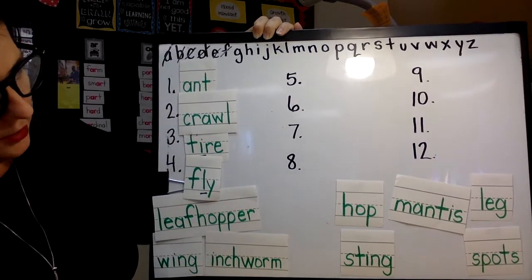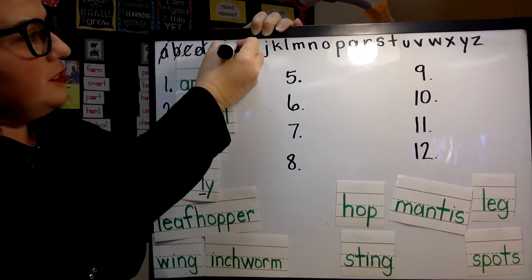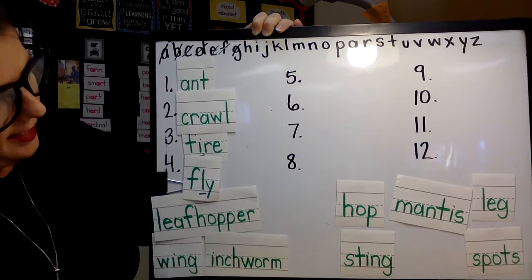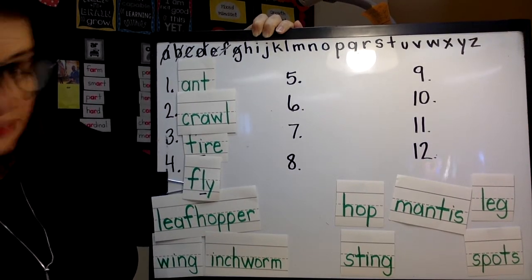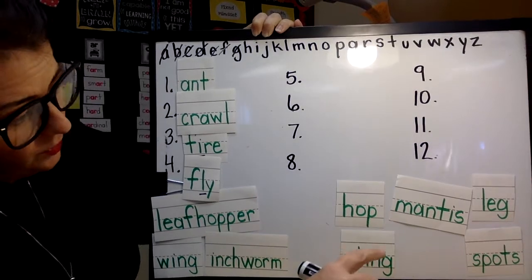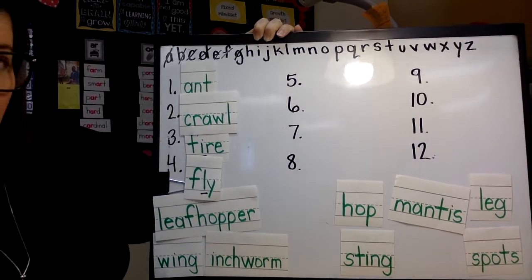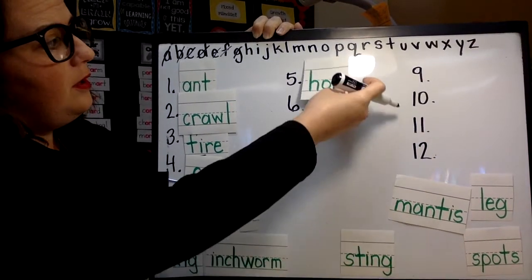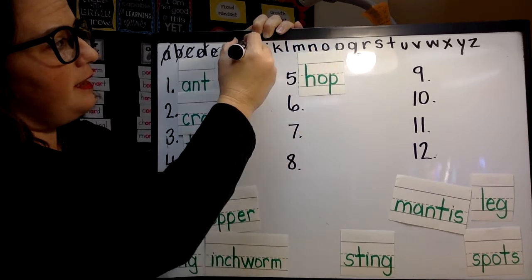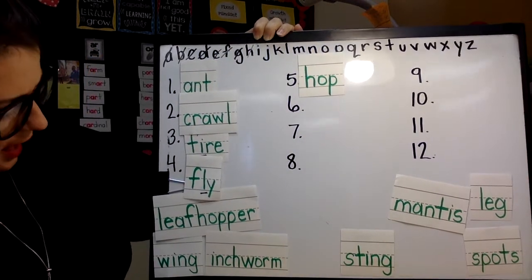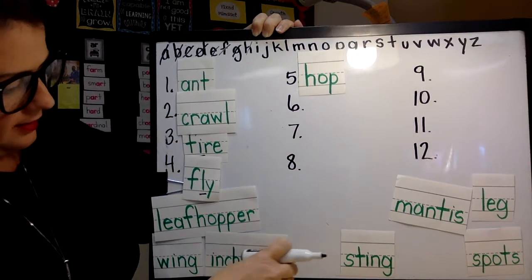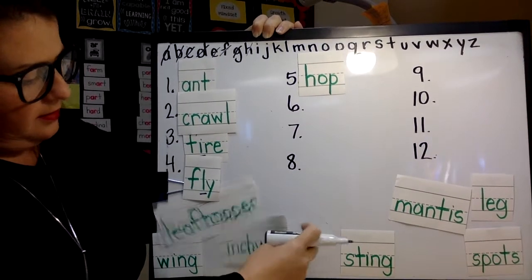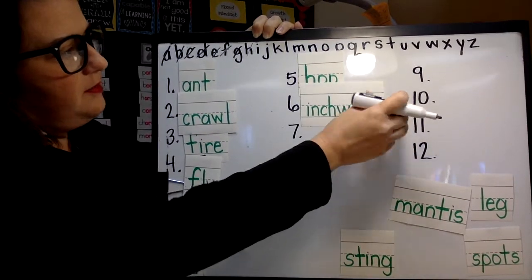Are there any G words? Not words that start with G. What about H? Yep, I see one. Is it only one? Yep. So hop will be next. Now we're through with H. What about I? Yep. Inchworm. That's kind of a long word.